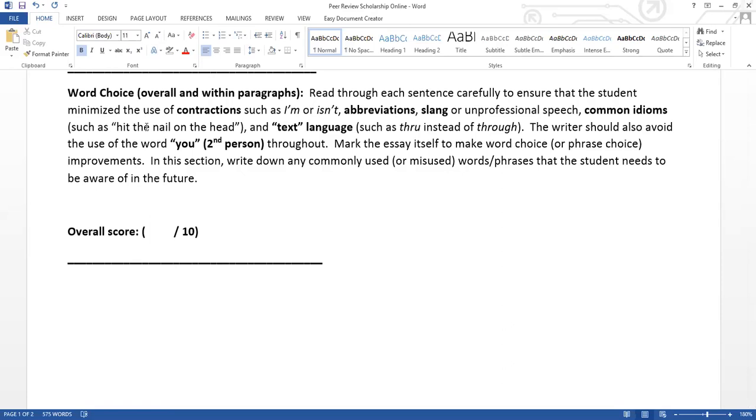Using them occasionally is okay, but when they're used frequently, it makes your writing look less professional. Also avoid text language, like "through" with a U instead of spelling the word out. Texting sometimes changes our language. Make sure you're using proper formal English language rather than text language. Okay.